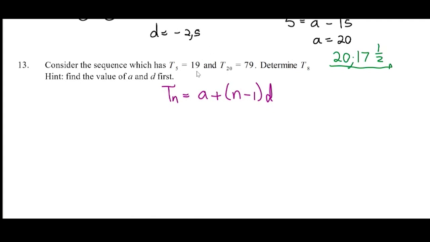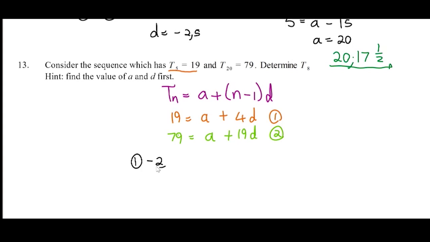Right, from the fact that T5 is 19, 19 is A plus 4 lots of D. And from the fact that 79 is the 20th term, 79 is A plus 19D. This is equation number 2. This is equation number 1. And now I'm going to subtract the 2 equations. I'm going to go 1 minus 2. Right, could just as easily go 2 minus 1.